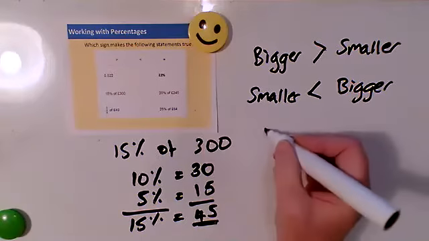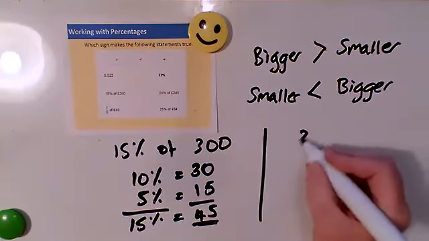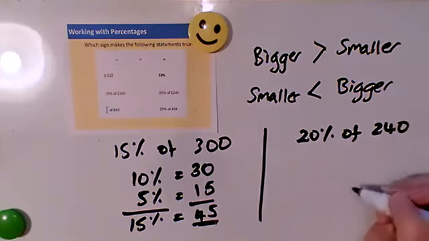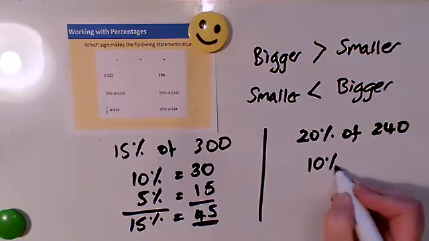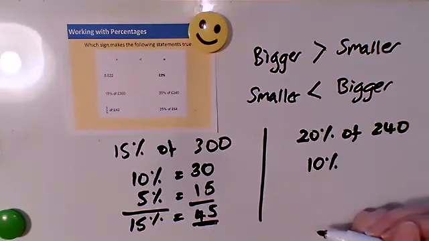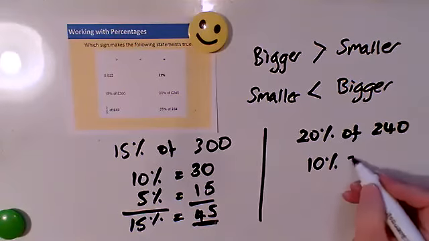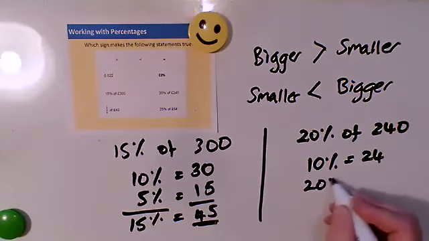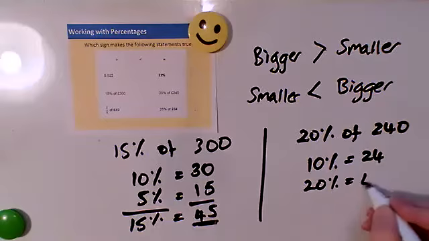Looking at the other side, I've got to find what is 20% of 240. So again, I think I'm going to find 10%, because I know when I double that, I've got 20%. So 10% will be dividing by 10, 24. So 20%, if I double 24, will be 48.